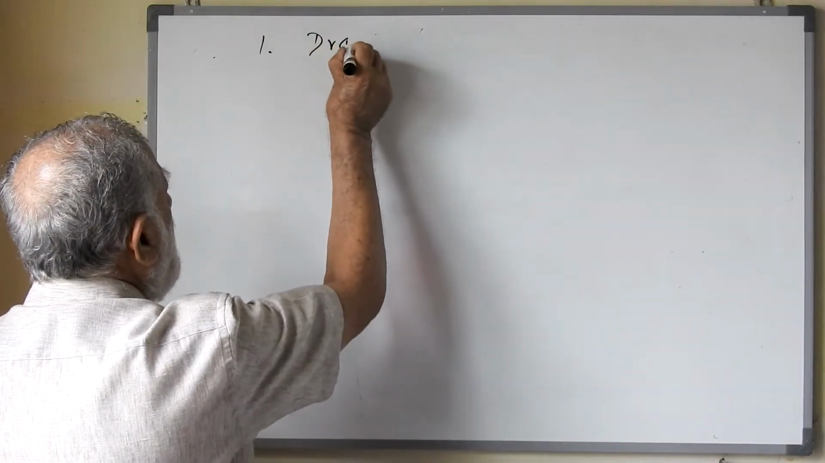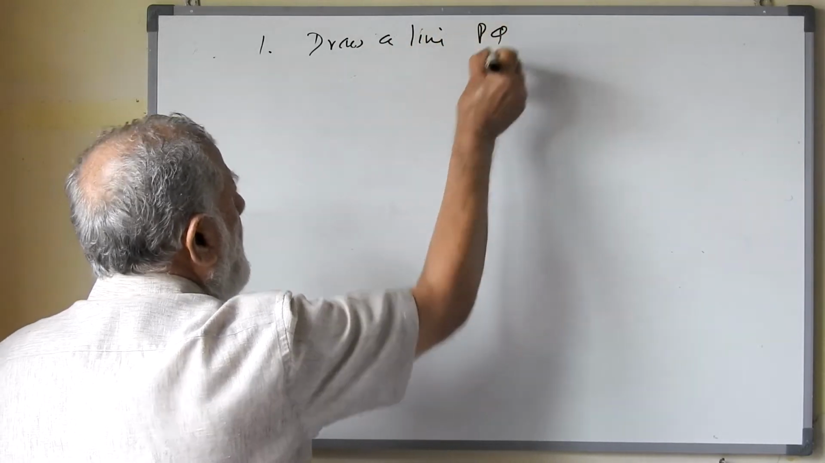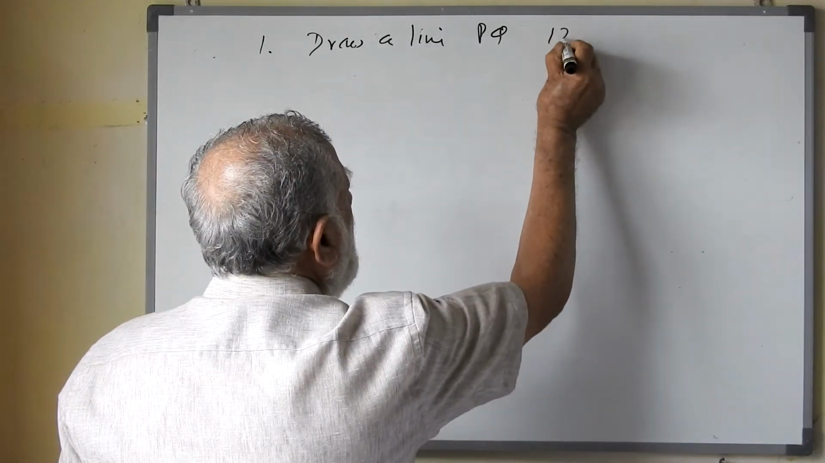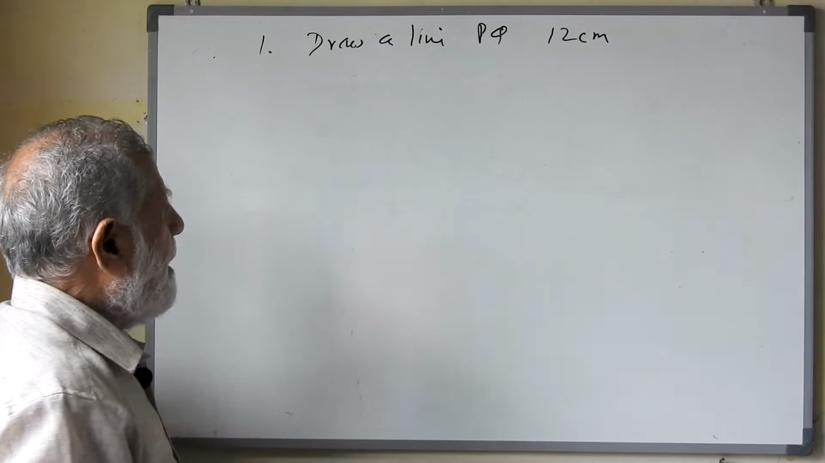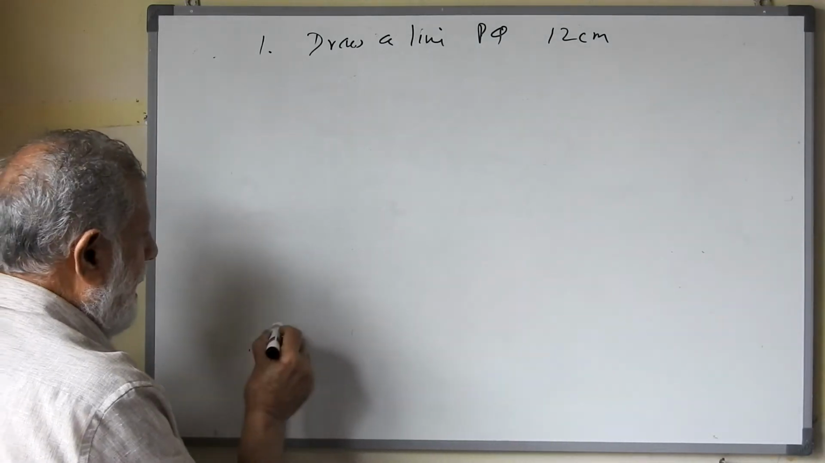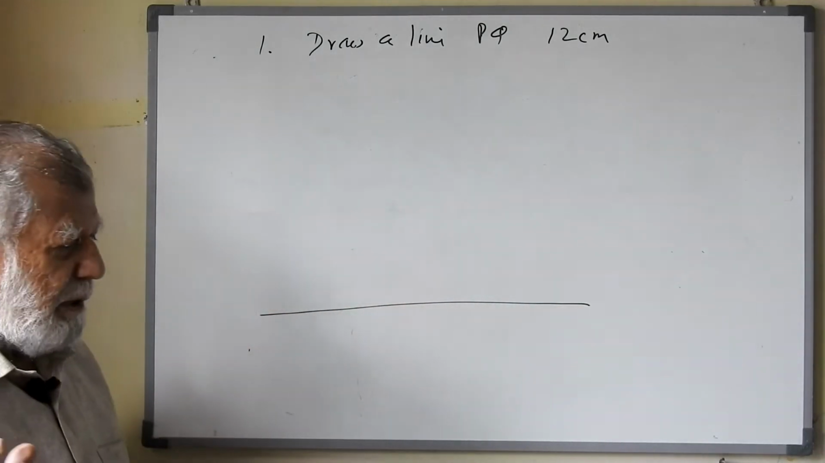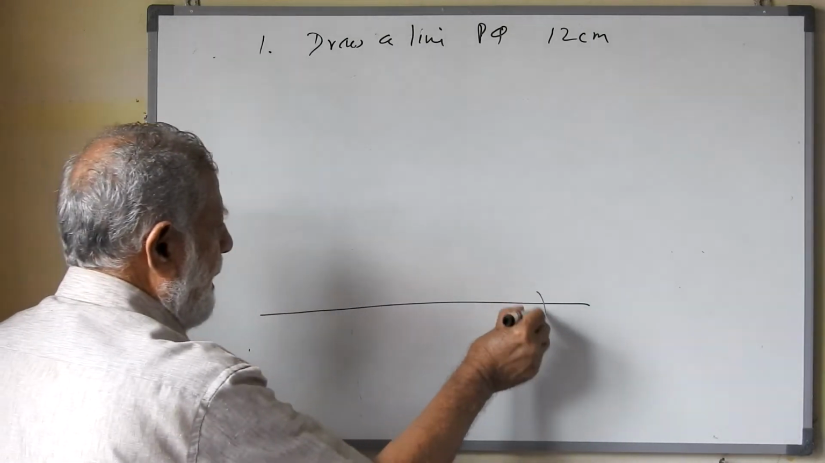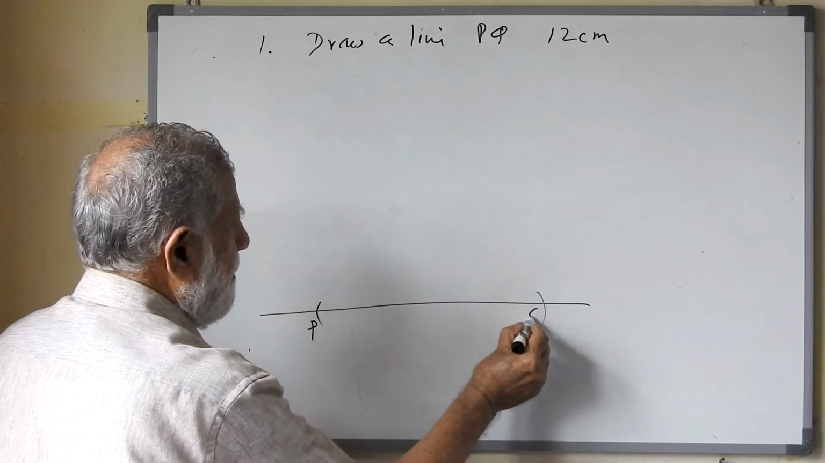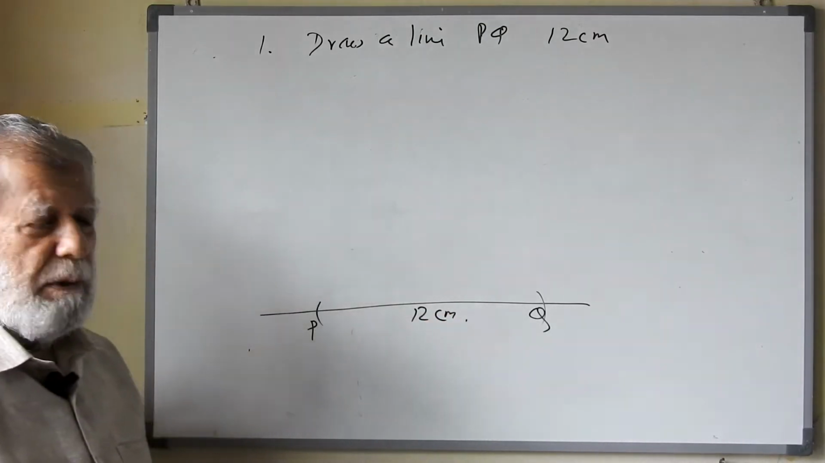I'll use the word draw. Draw a line PQ 12 centimeters long. So what you do is, as I told you before, draw a line like this, then take 12 centimeters from the compass and cut an arc here, cut an arc here. So this is line PQ, 12 centimeters long. So you must know the exact way how to construct the line.